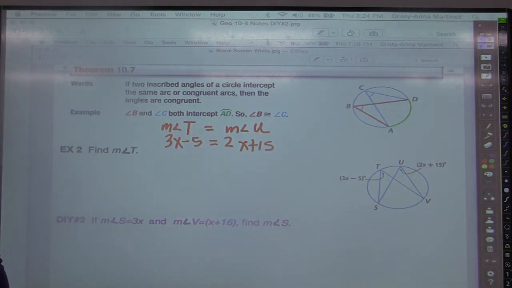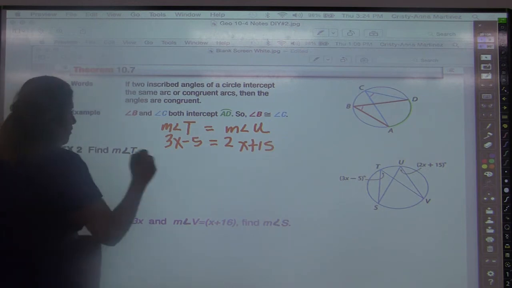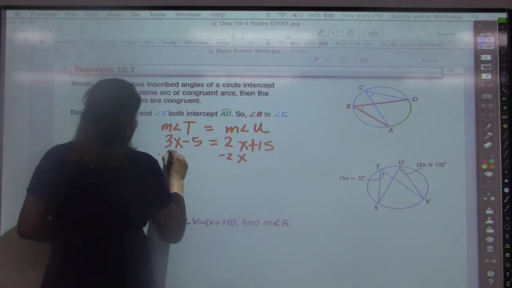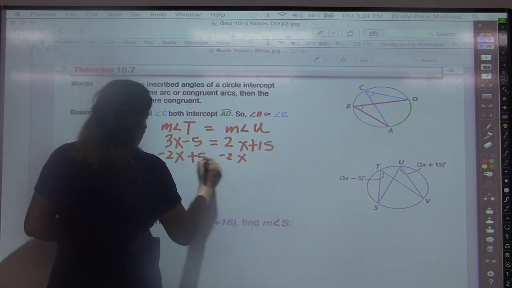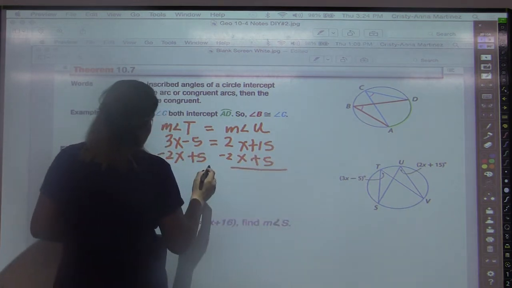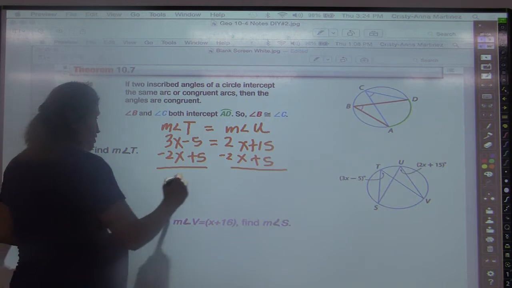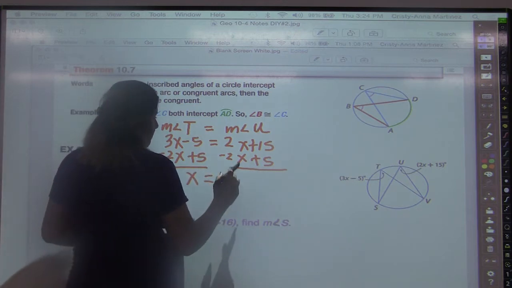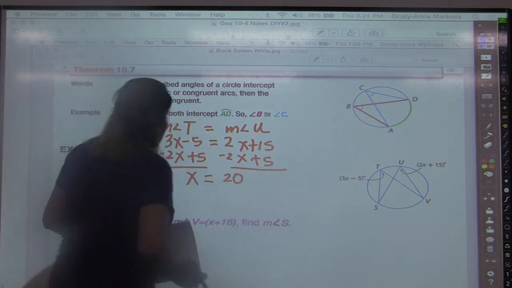And now this just becomes a straightforward algebra problem. So if we combine our x's and move our constants to the other side, all in one swift step, 3x minus 2x is x, and 15 plus 5 is 20. So we get that x equals 20.